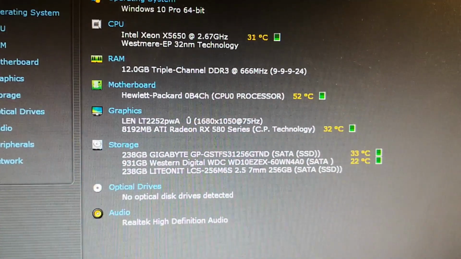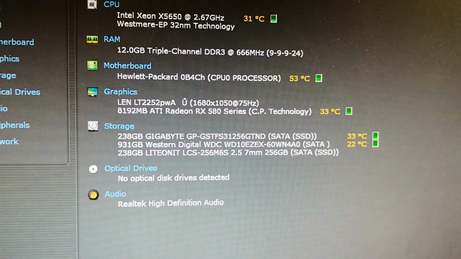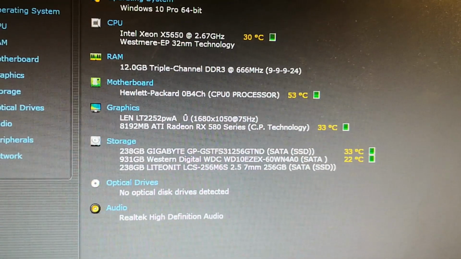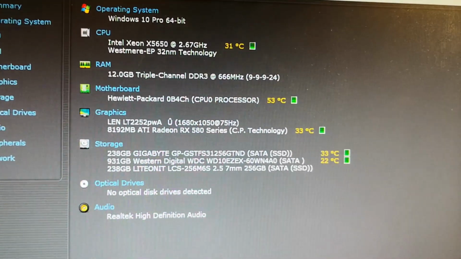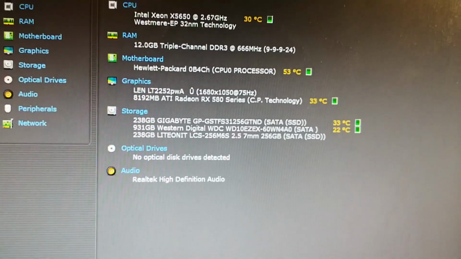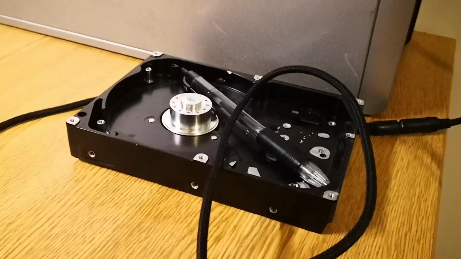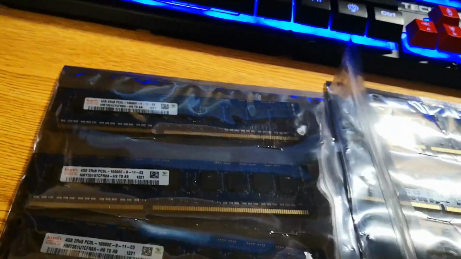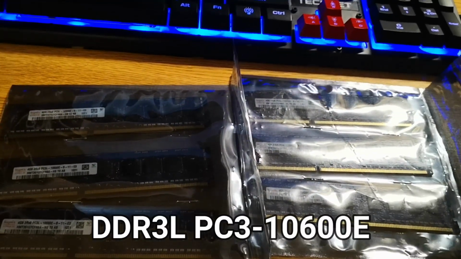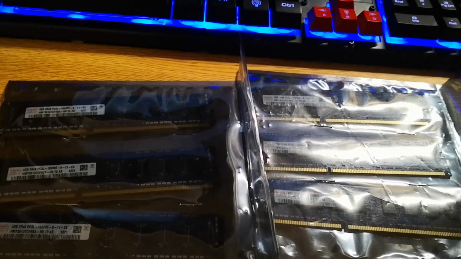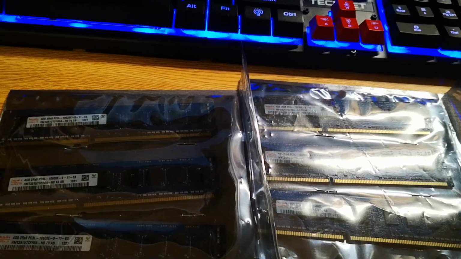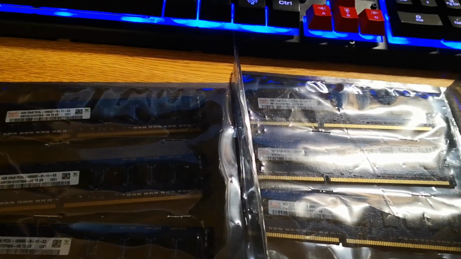triple channel memory RAM, but that's running at 1333 megahertz. A bit slow by today's standard, when compared to DDR4, but it does its job. And it also came with a 500 gigabyte drive, which doesn't really work today. This is 24 gigs of DDR3 error correction code RAM, also running at 1333 megahertz, and they're all 4 gig DIMMs.